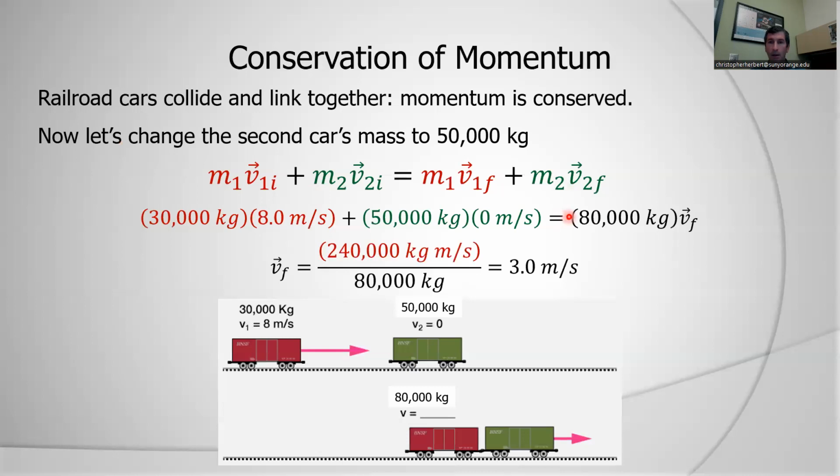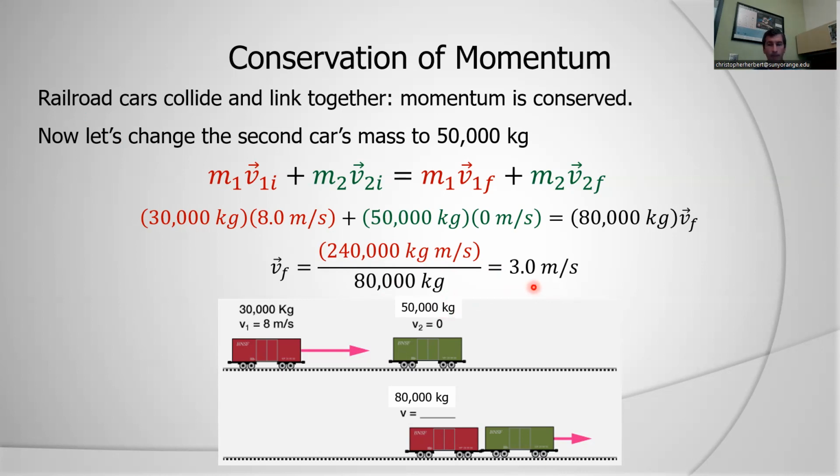This is 0. And here I have a slightly larger mass than I did before. 240,000 kilograms meters per second divided by 80,000 kilograms now gives me a new velocity of 3 meters per second. And that's what we expect. We're more than doubling the mass of the entire combined system when they lock together, the system being car 1 and car 2. And as a result, we're going to be traveling slower, but still have the same momentum that we had before.